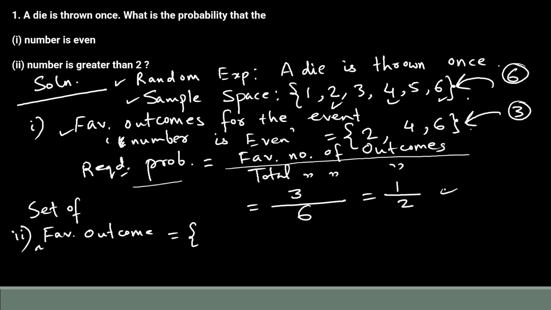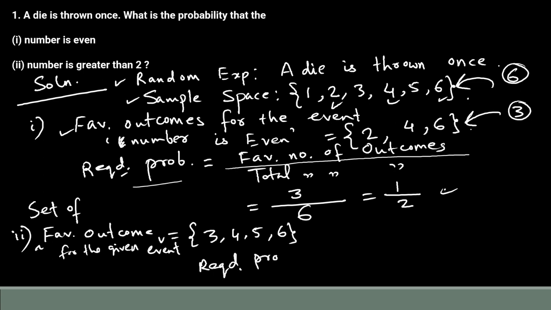So number greater than 2, so it can be set of favorable outcomes for the given event. You can just write for the given event, that's fine too. So that will be 3, 4, 5 or 6, right? So required probability, what is the required probability? Similarly, just write the definition, favorable number of outcomes by total number of outcomes, right? Just write it entirely.